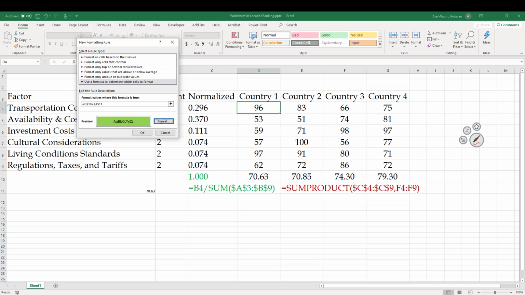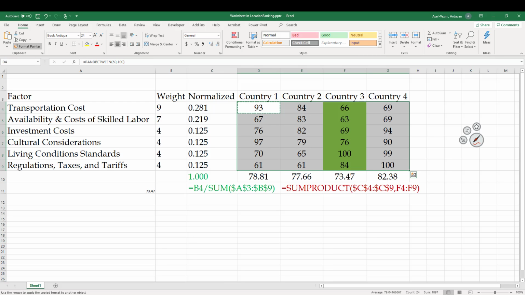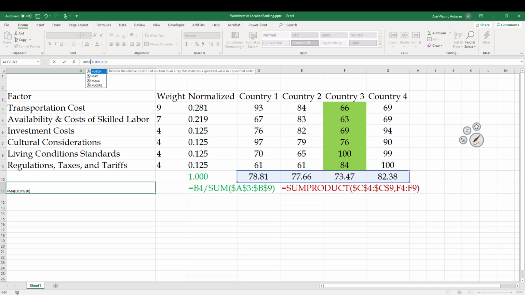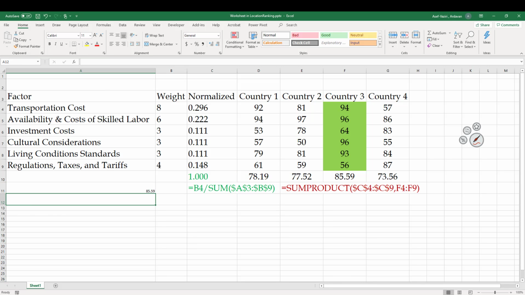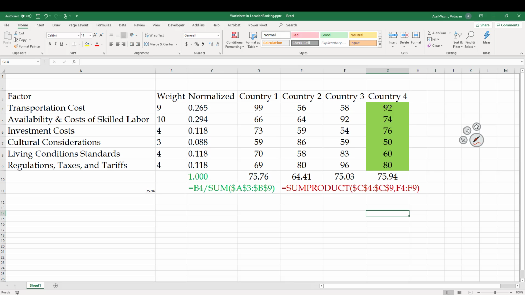Okay. Then I come here and I format paint it and extend it to everywhere. I made a mistake here. Instead of max, I typed min. So I'll go ahead and I type max. And now it identifies for me the country which is the best and also paints it for me. Just to show you how to use that conditional format.